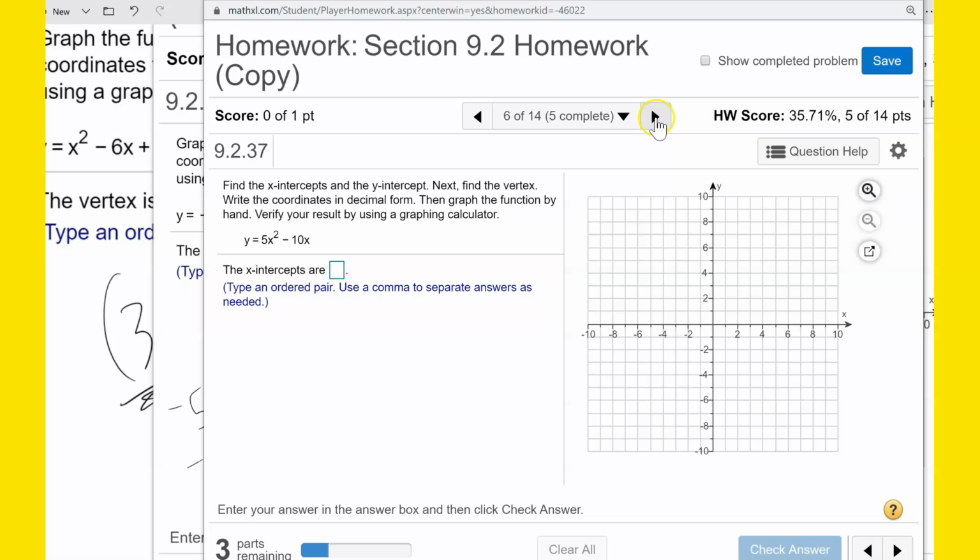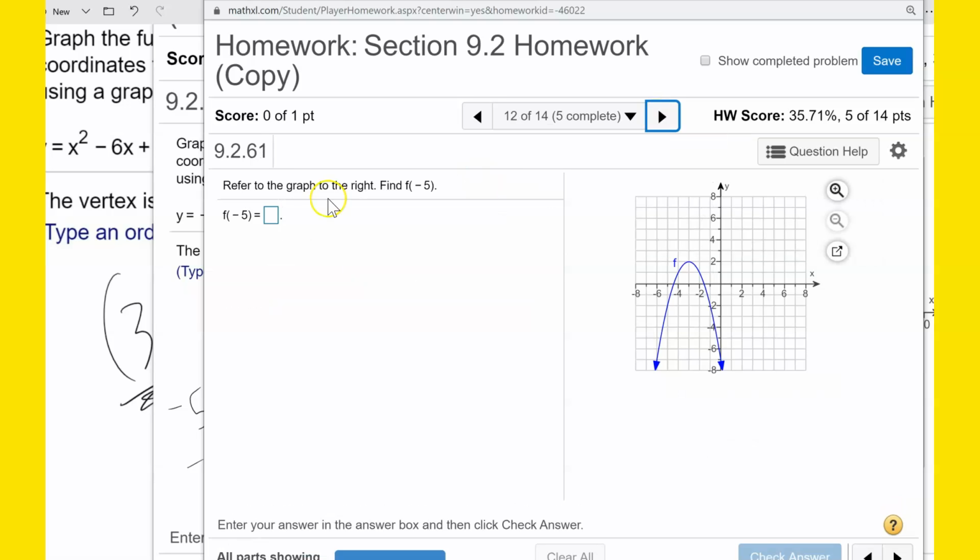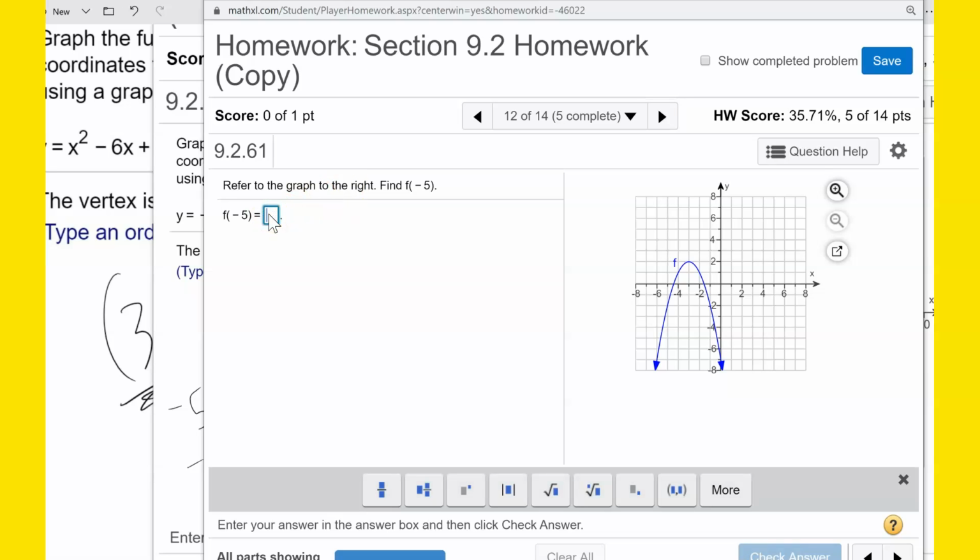All right, I'm going to skip a few. All right, on this one, I'm just looking at the graph they give me and answering the question. It says find f of negative 5. That means negative 5 is the x-coordinate, and you're going to find the y-coordinate on this blue curve. So go to negative 5 on the x, then go to the curve and see what the y-coordinate is right there at that point. And it is negative 2. So f of negative 5 is negative 2.